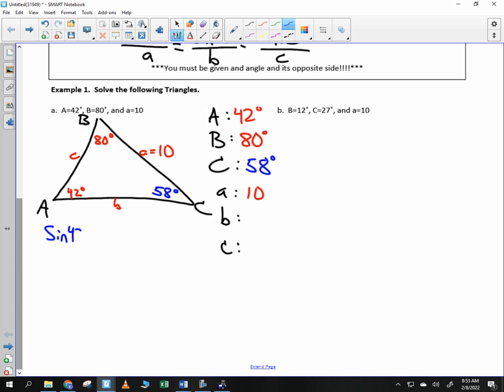Sine of 42 divided by 10 equals. Izzy, would you like to find side B or side C? It's up to you. She wants to find side B. So if she wants to find side B, which angle should she use? Angle B. So the sine of angle B, which is 80, divided by side B. Notice what we have. Sine of A over A equals sine of B over B.